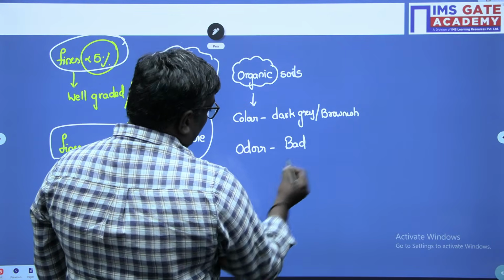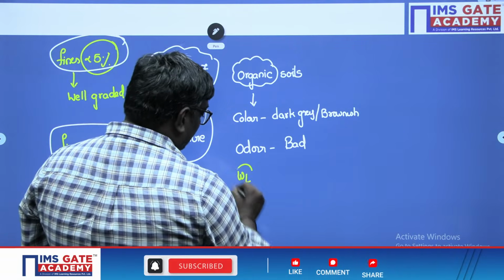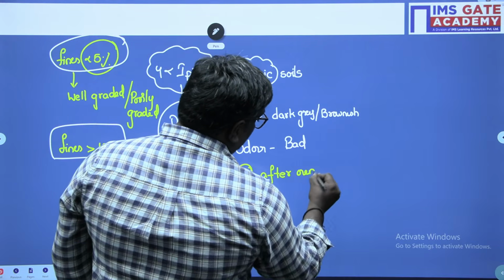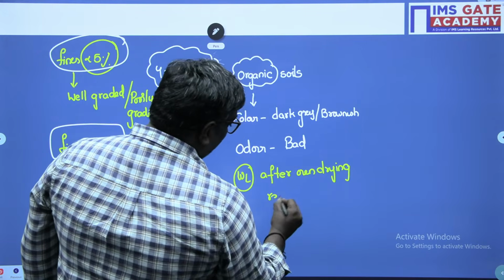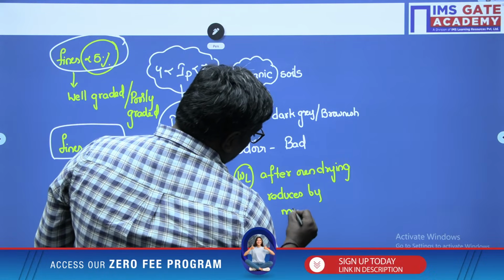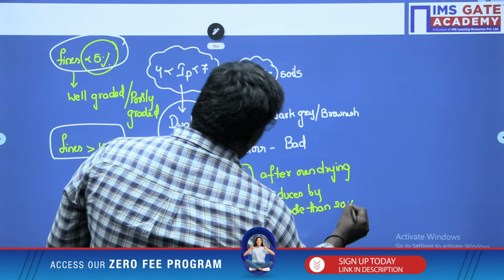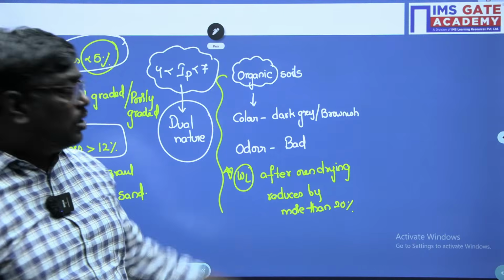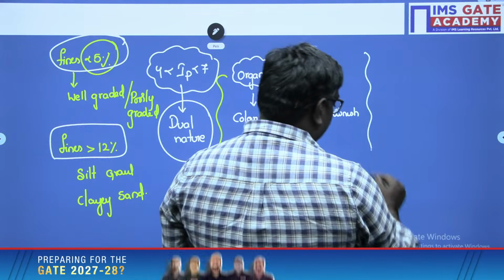And remember, my dear students, the liquid limit after oven drying. If the liquid limit after oven drying reduces by more than 20%, then we call it organic soil. This is the important step to distinguish organic soil and silt. Agree, my dear students? I hope you are clear.